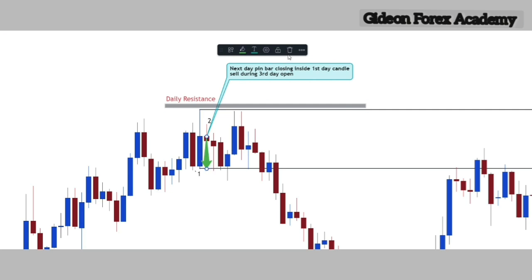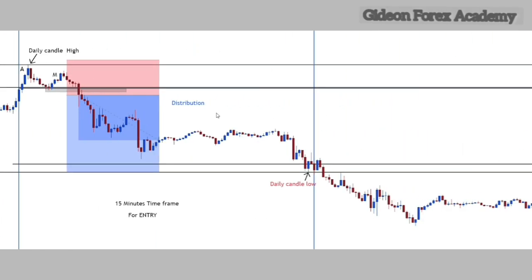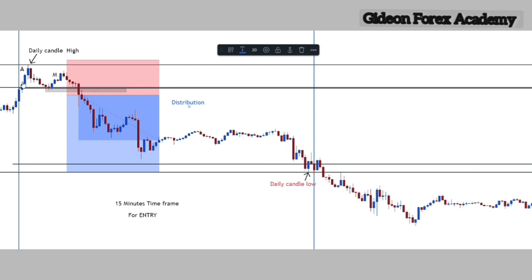So after marking out the high and low of the first day candle, and we have seen the pin bar form on the second day candle, and it has closed, we are waiting for the third day. On the third day, we go straight to our 15 minutes time frame. Right now, in our 15 minutes time frame, we are looking to enter. As you can see, this is the daily candle high that we marked out, before coming to the 15 minutes time frame. This is the daily high, and this is the daily low before we came down to the 15 minutes time frame.